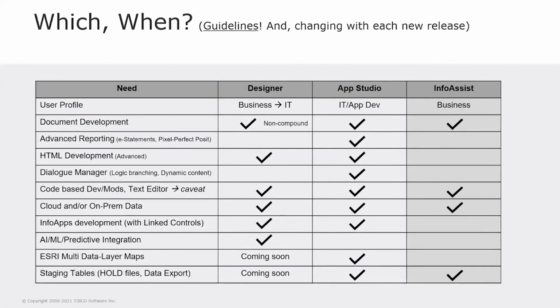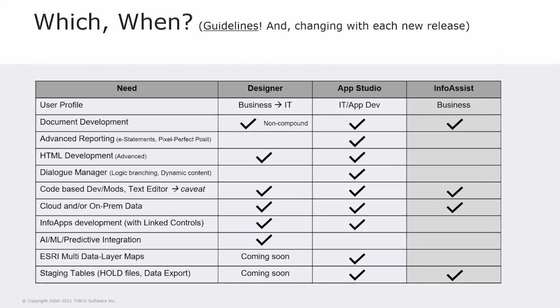By actual capability or functionality, here's a quick little table. And there's 2 pages to this. One is for document development, again, that compound document, that elaborate PDF document, Designer is only going to support the non-compound standalone documents today, all right? For the advanced reporting, for the e-statements, for the pixel perfect positioning, App Studio today. But now we start to see that Designer is kicking in here.